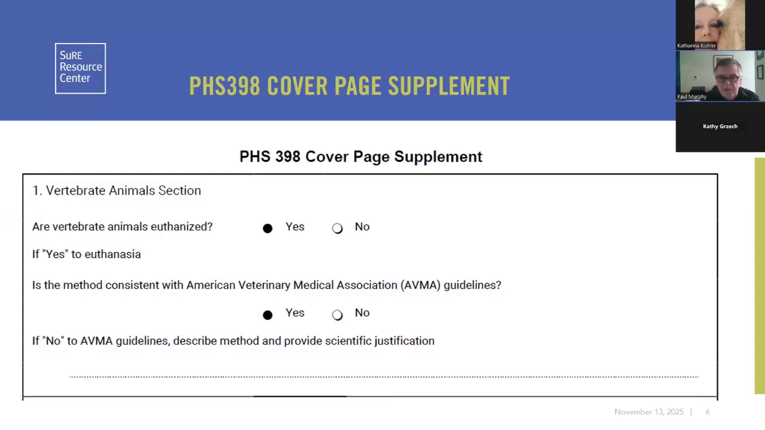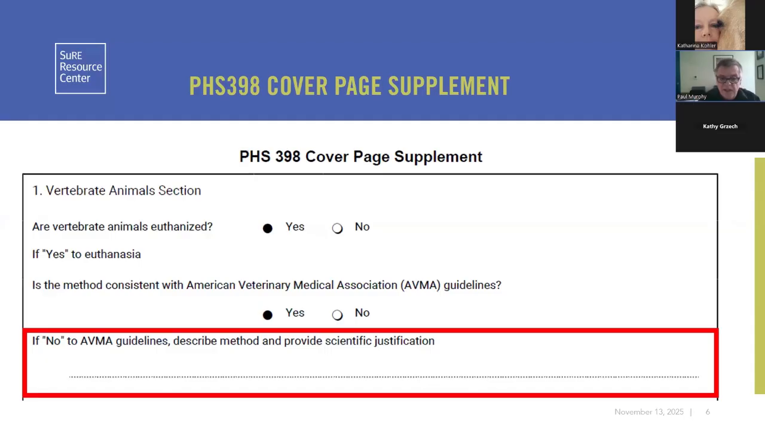The second check place is on the PHS 398 cover page supplement. And this is where you indicate euthanasia method. So some animal subjects projects do not require euthanasia, so it is a yes/no answer. If you click the box that says are vertebrate animals euthanized, then you have to indicate that they are consistent or not consistent with the AVMA guidelines. The AVMA guidelines are available online.